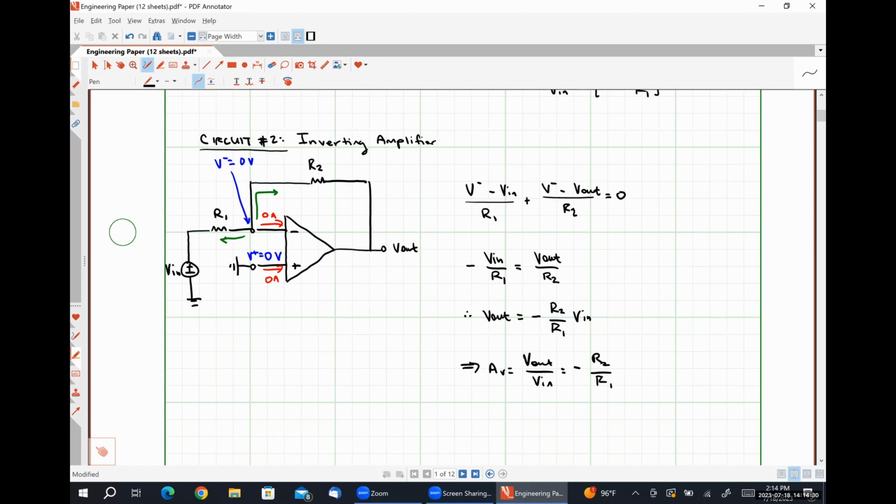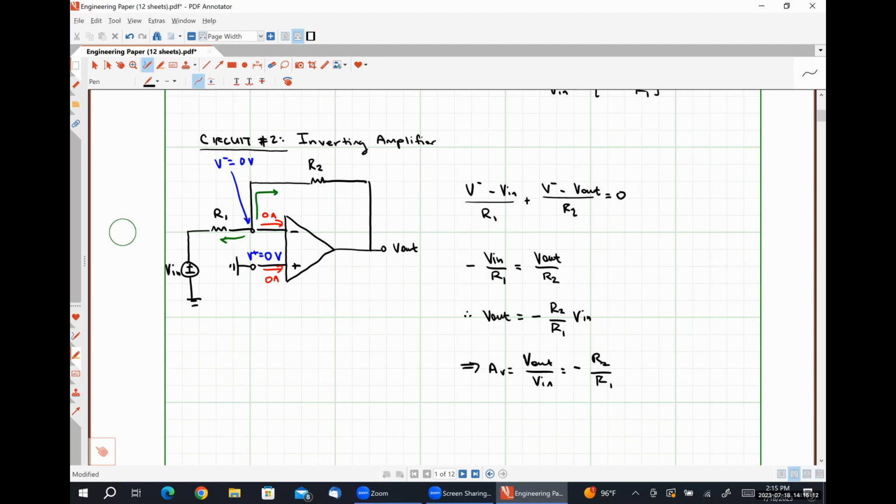Okay, so the inverting amplifier that we see here is a little bit more versatile than the non-inverting amplifier that we dealt with previously. So what I mean by that is this inverting amplifier is capable of boosting signals. If R2 is greater than R1, then the output signal would be greater in magnitude than the input signal. But it can also be used to attenuate signals or make them smaller, right? So if R2 is smaller than R1, then our voltage gain will be less than 1, which means our output voltage will be smaller than our input voltage.